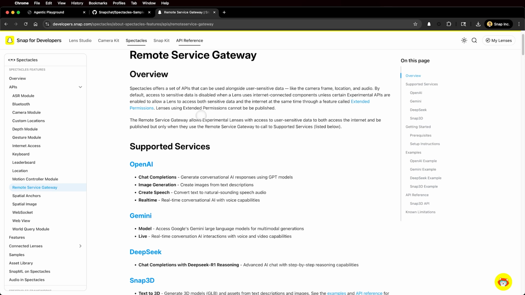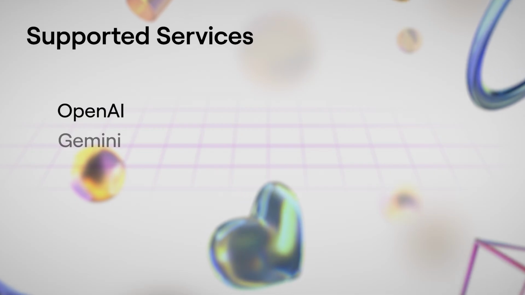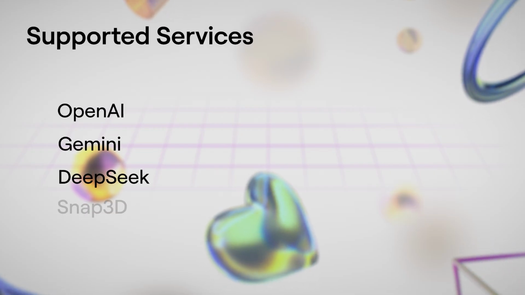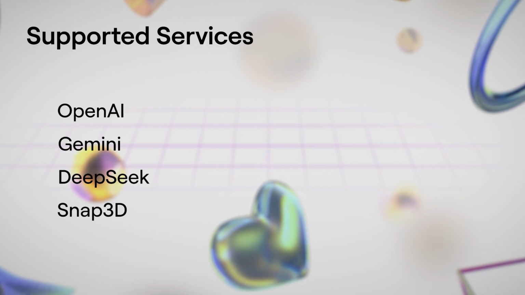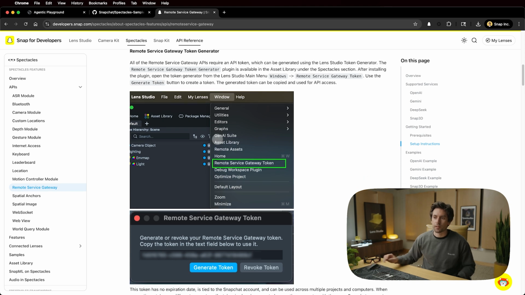The most important thing to remember is that the Remote Service Gateway is a safe gateway that allows you to include OpenAI, ChatGPT from OpenAI, Gemini, Gemini Live, and DeepSeek and Snap 3D safely in your application. We're very concerned about privacy, so it's very important for us that you interface safely with this API and you use things like internet, microphone, and camera safely. The Remote Service Gateway is something that you will need to import in your project. In the case of these samples, it's already imported because it's really showcasing how this works.